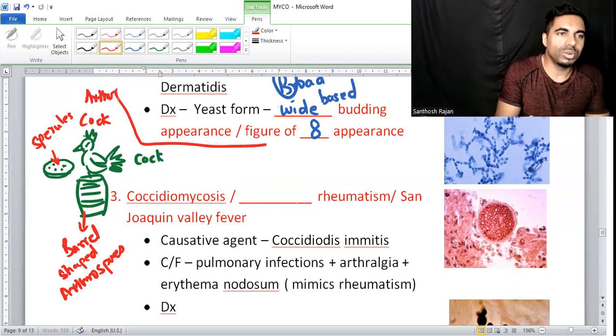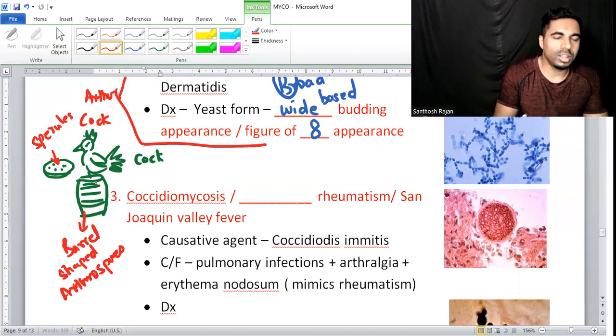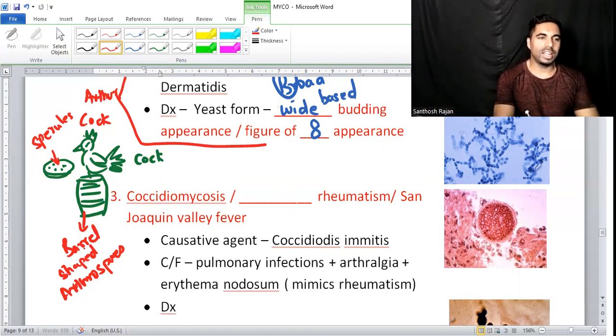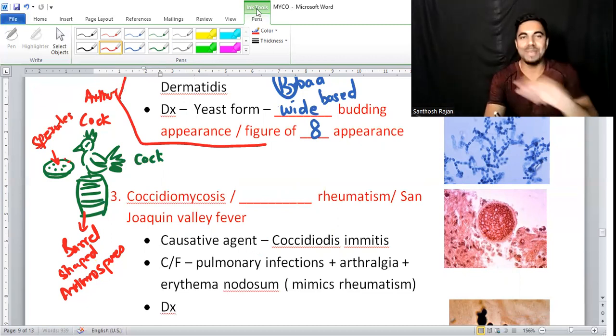Remember it like this: Mr. Arthur's cock is sitting, standing on the barrel shaped arthrospore, the barrel, and then it is eating what? Spherules. Okay? Remember like that. So easy. I'll tell you why I'm saying this.